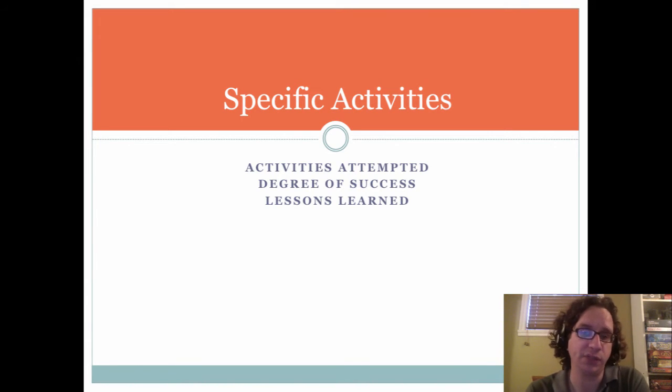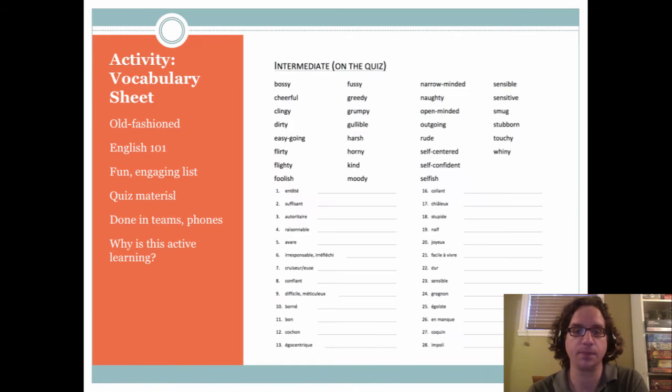Now we get to those specific activities. I'm going to tell you the activity that I attempted. I'm going to tell you how well it worked. Did it work very well? Did it not work at all? And I'm going to tell you what lessons I learned from all of this. First activity is the vocabulary sheet.